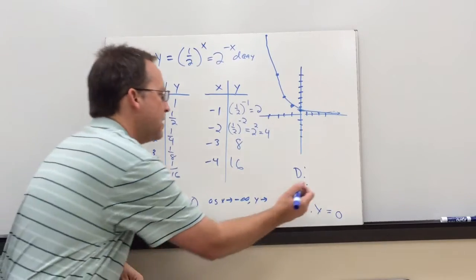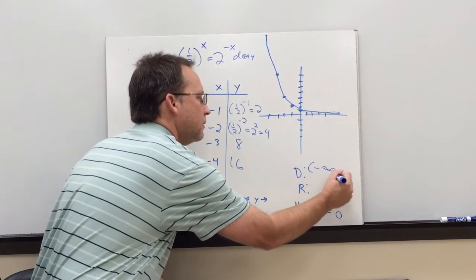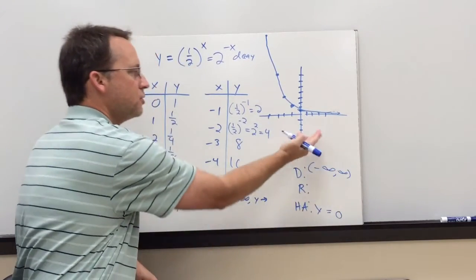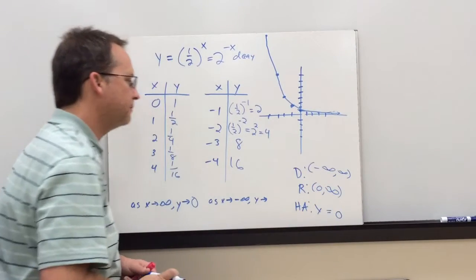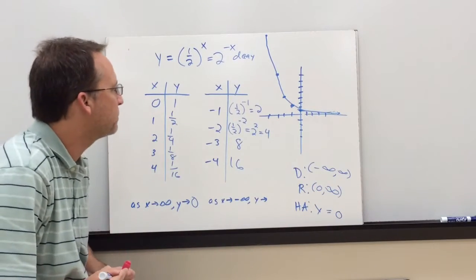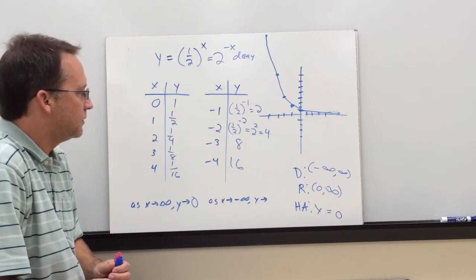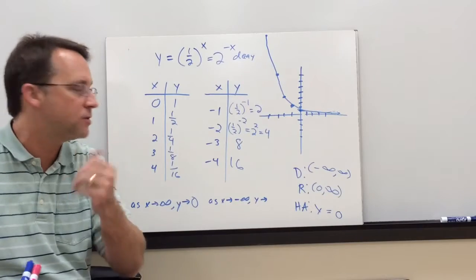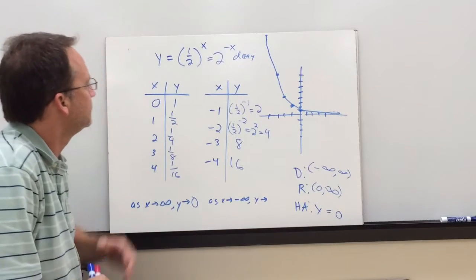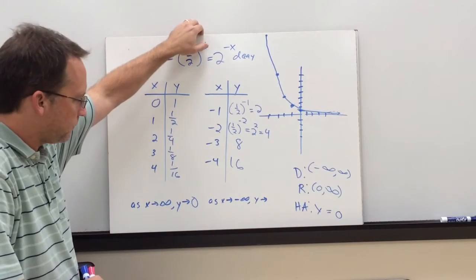Domain and range here. Domain's all real numbers again. Range is just your positive values for y, 0 to infinity. Okay? So that's how to graph exponential decay functions. And we could do transformations just the same way with these if we wanted to.